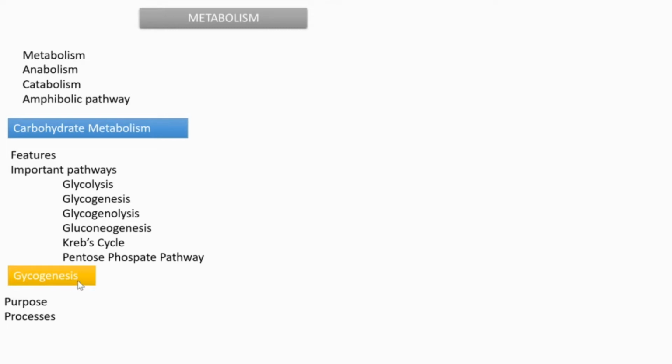Glycogenesis. From the name itself, you can understand what the basic process going on here is. By means of this pathway, glycogen can be synthesized. Questions of this type can come: what is meant by glycogenesis? Then you need to simply write that it is the process of synthesizing glycogen from glucose. So glycogenesis, the purpose is the synthesis of glycogen from glucose. We can go and see the process.